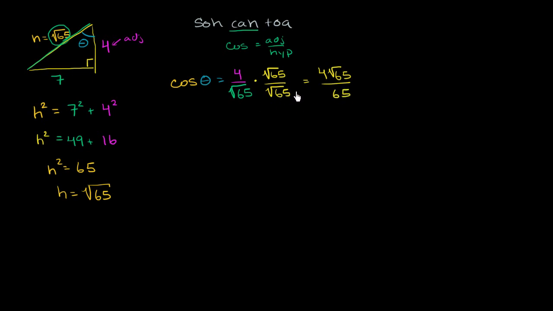We didn't get rid of the irrational number. It's still there, but it's now in the numerator. Now let's do the other trig functions, or at least the other core trig functions. We'll learn in the future that there's actually a ton of them, but they're all derived from these. So let's think about what the sine of theta is.